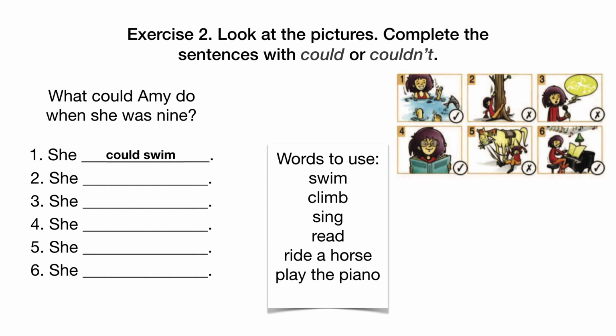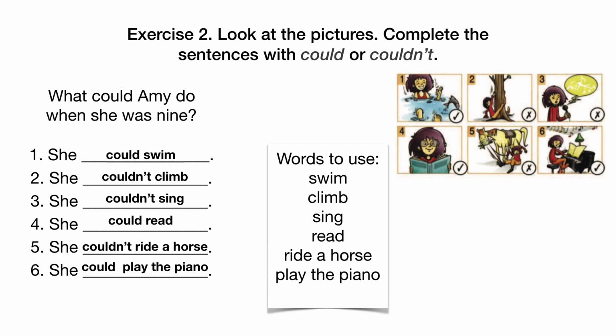Okay, now let's check. So she could swim, she couldn't climb, she couldn't sing, she could read, she couldn't ride a horse, and she could play the piano. That's right, well done.